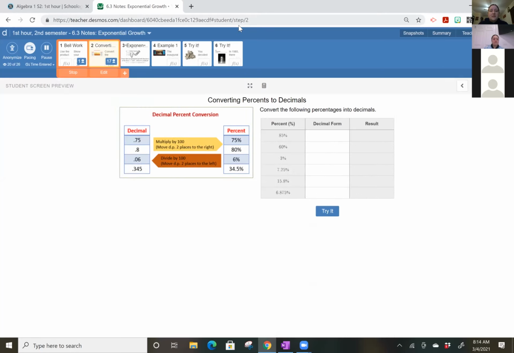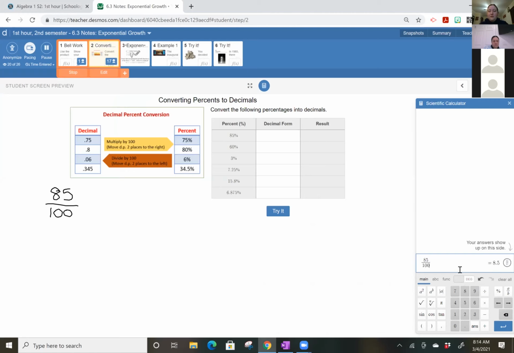Okay, so we have this percentage. We have 85%. What I recommend doing is if you have a percent and you need to make a decimal, just put it in the calculator. If you're not sure, have that trusty calculator. 85 divided by 100 gets you the 0.85. So we can check it right away. What does 60% become as a decimal? 0.6 or 0.60, does not matter, okay?